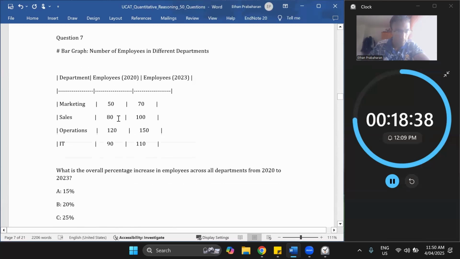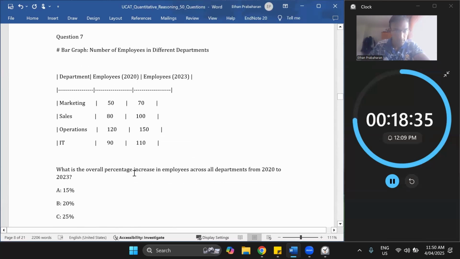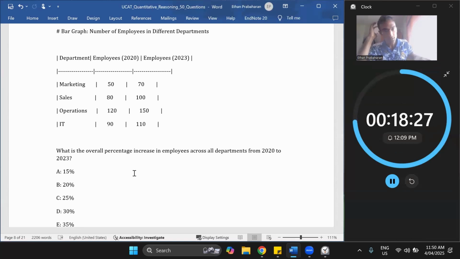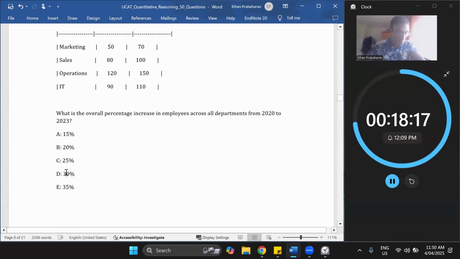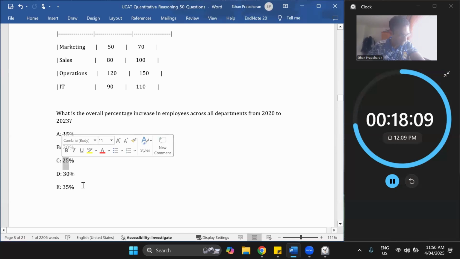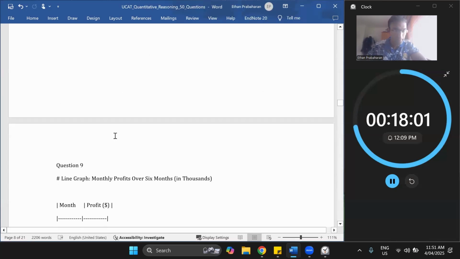Nice. Overall percentage increase in employees across all departments. Okay, so it was 130, 250, 340, and that became 170, 320, 430. 430 on 340. Great. If it was 30%, it would be 9, 34, 102. That's too much. If it was 25%, that's what, 85. That's pretty close. Let's go with that.